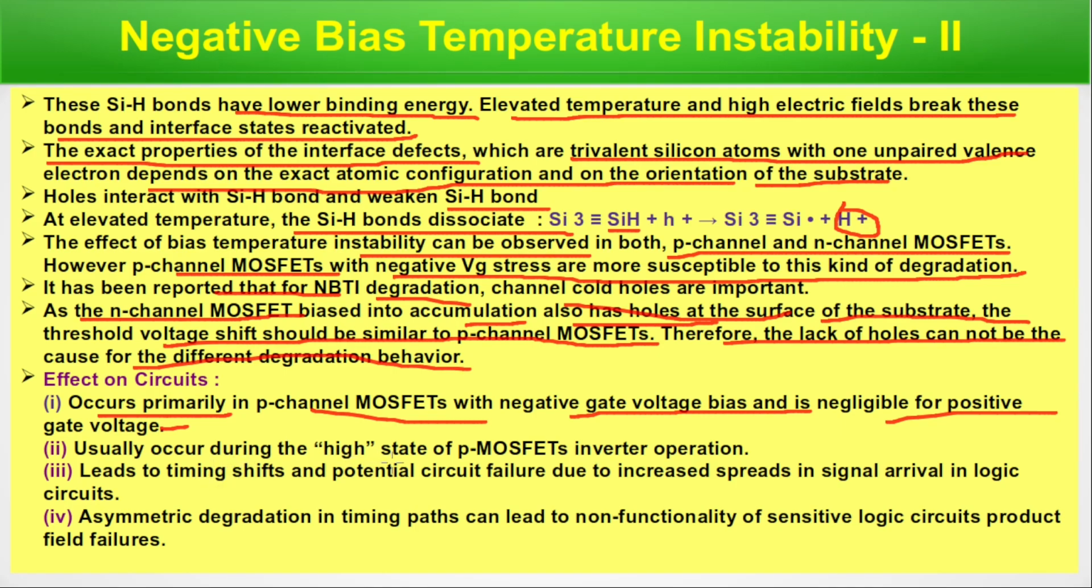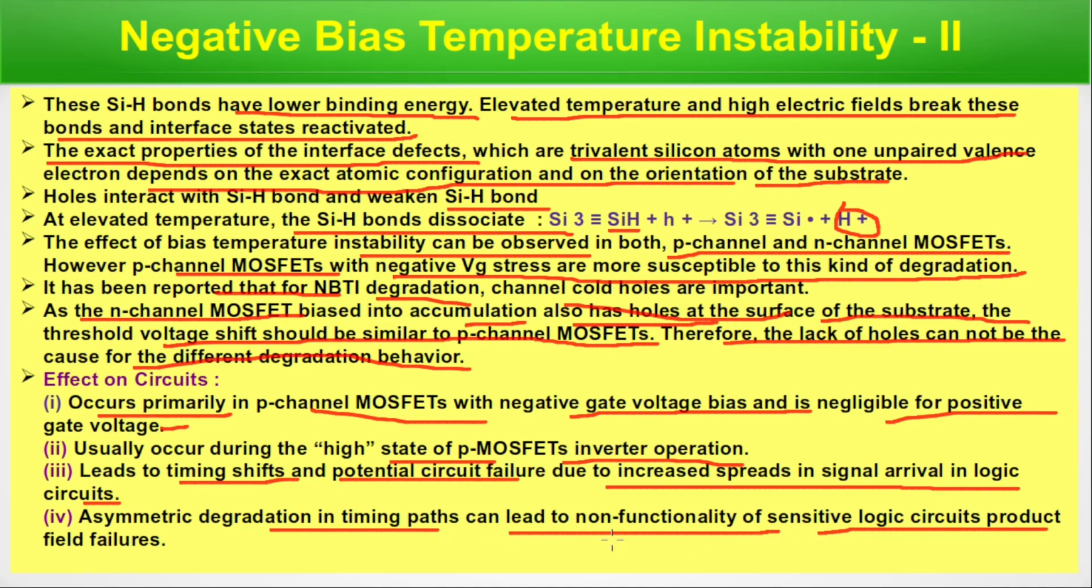It usually occurs during the high state of PMOS inverter operation. It leads to timing shift, and potential circuit failure due to increased spread in signal arrival in logic circuits. Asymmetrical degradation in timing paths can lead to non-functionality of sensitive logic circuit products, and field failures. If a circuit cannot match its timing, it's not reliable, because a circuit has its purpose. It's designed in that way to match its timing. If it cannot do the matching, then it's not working in a proper way. So we are done with negative bias temperature instability, and now we will move to the next slide.